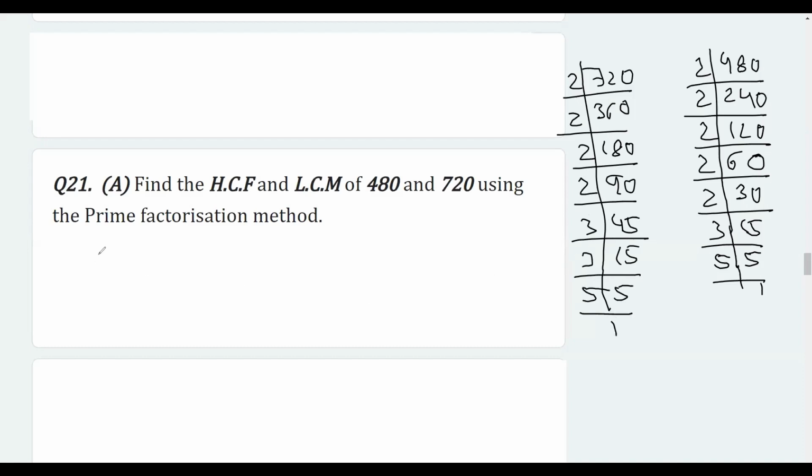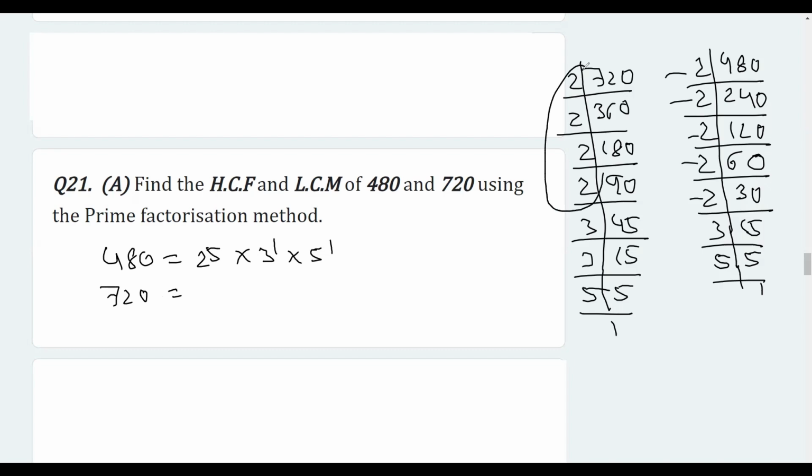So now I'll first write down the prime factorization of 480. I can see this is 2 raised to the power 1, 2, 3, 4, 5, that is 2 raised to the power 5, 3 raised to the power 1, and 5 raised to the power 1. Similarly, if I express 720 in terms of its prime factorization, it is 2 raised to the power 4, 3 raised to the power 2, and 5 raised to the power 1.